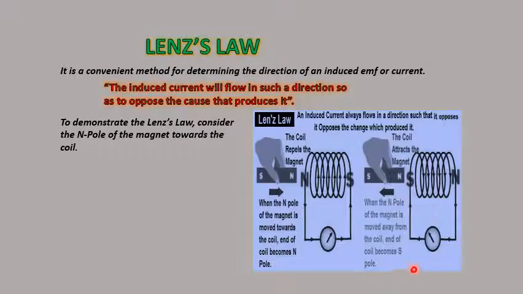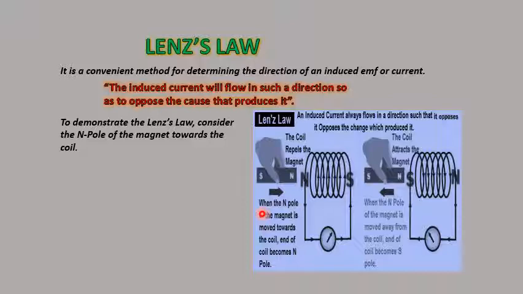Now this is the coil which is connected with the galvanometer, and when the north side of this permanent magnet is moving towards this coil, you can see automatically there is a north pole on the left side of this coil, whereas the deflection of current is showing in the positive direction. So these north faces repel each other, and as a result of this repulsion, the bar magnet will move away from the coil.